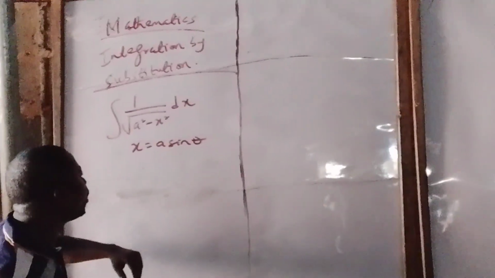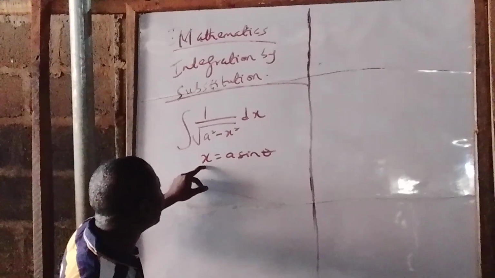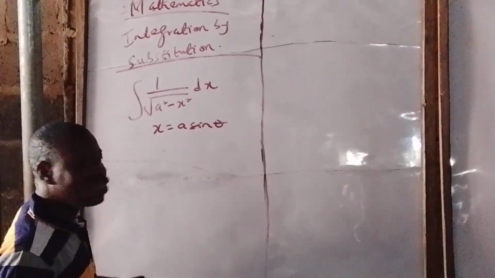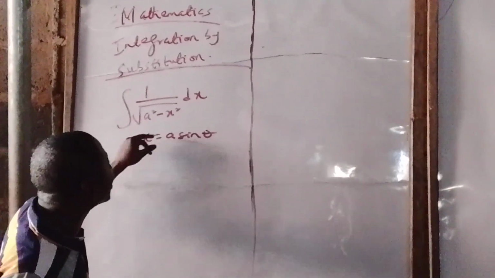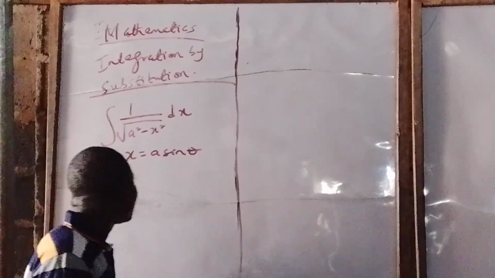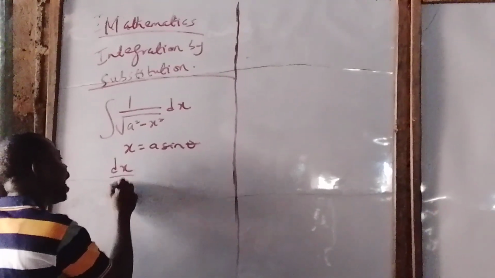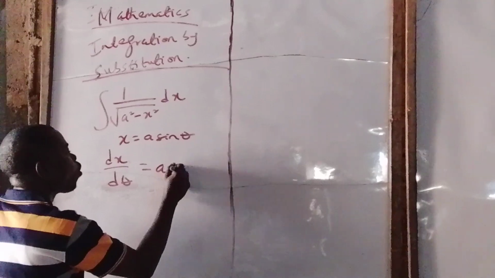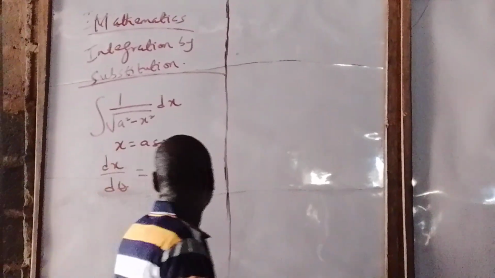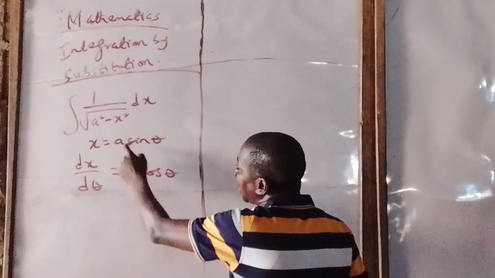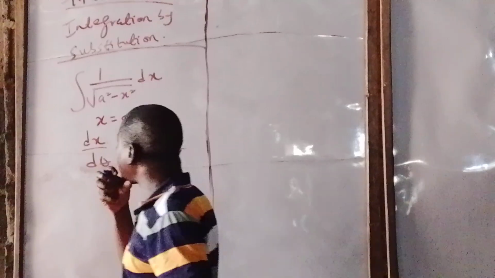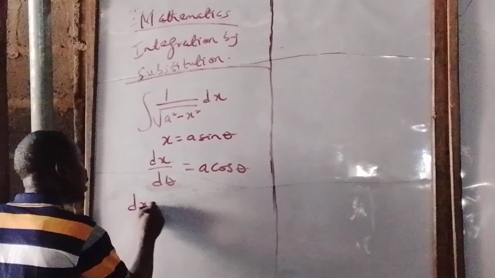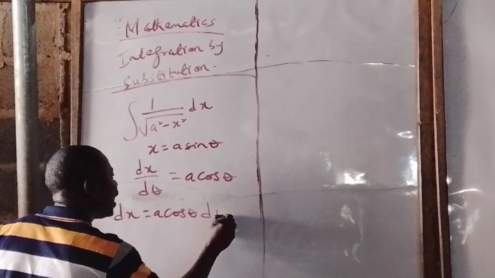So the next line of action is to differentiate x with respect to theta, where a is a constant. Now, dx/dθ is equal to a cos theta, because the derivative of sin theta is cos theta, and a is a constant. When you multiply a with the derivative, it gives us a cos theta. So if I make dx the subject of the relation, dx is equal to a cos theta dθ.